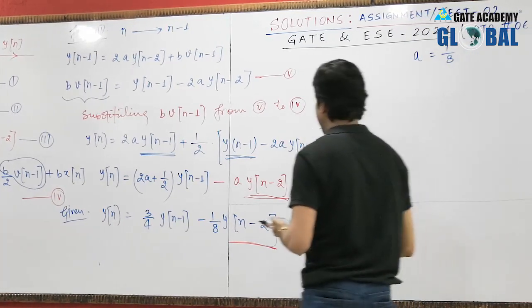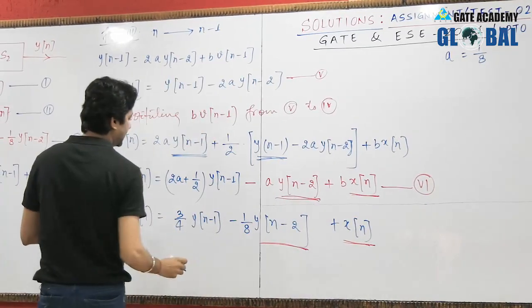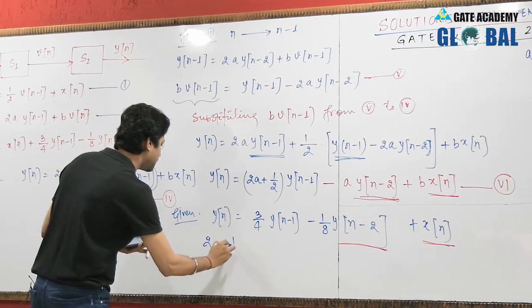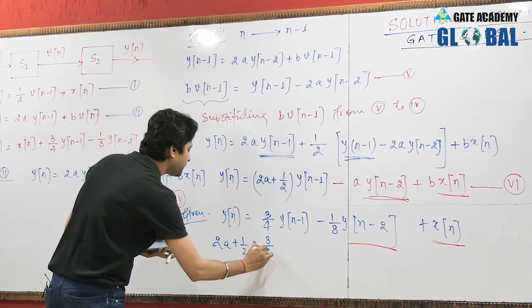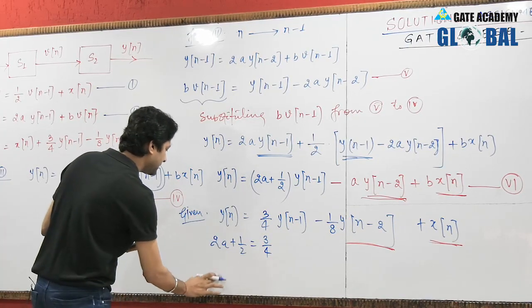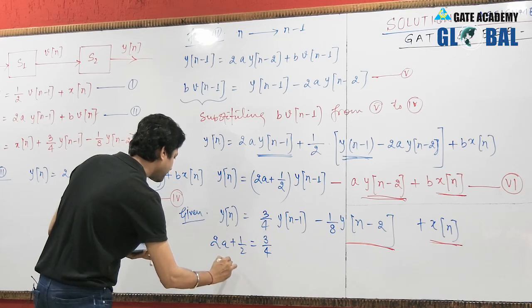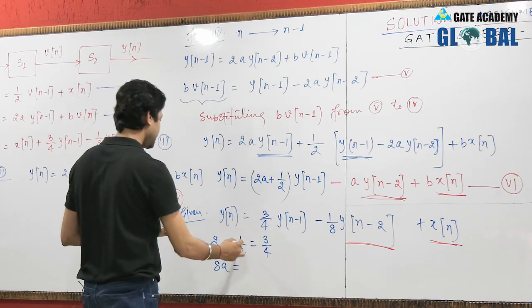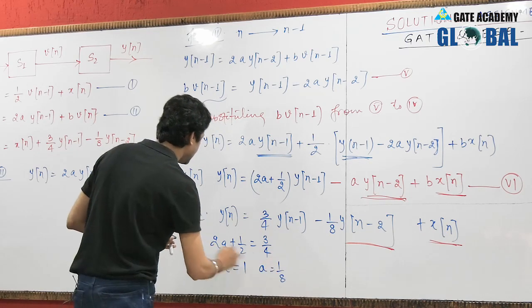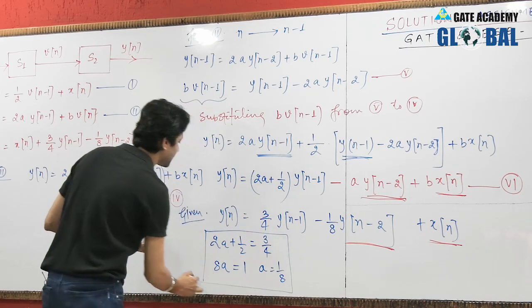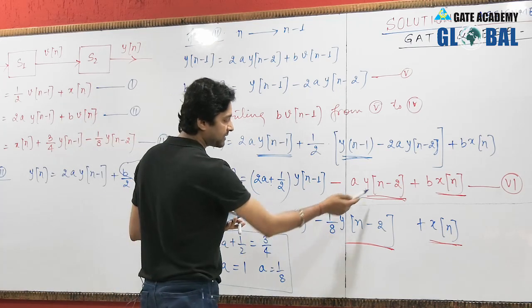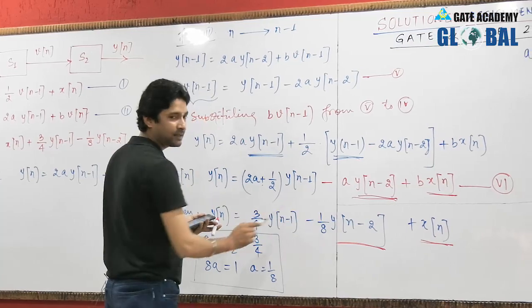If you are not satisfied with this value a equals 1 by 8, you can check from these two values also. If 2a plus 1 by 2 equals 3 by 4, then you can write 8a equals 3 minus 2, that is 1. Therefore, a equals 1 by 8. You will get the same answer, a equals 1 by 8, if you compare these two coefficients also. But no need to compare, as you can simply see from here a equals 1 by 8.